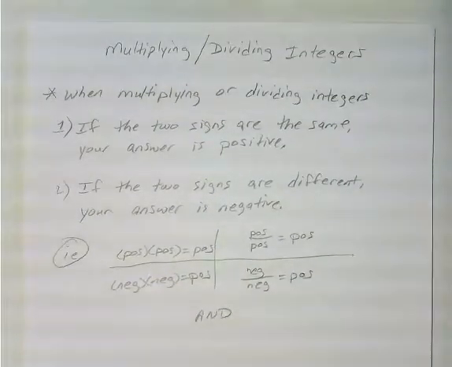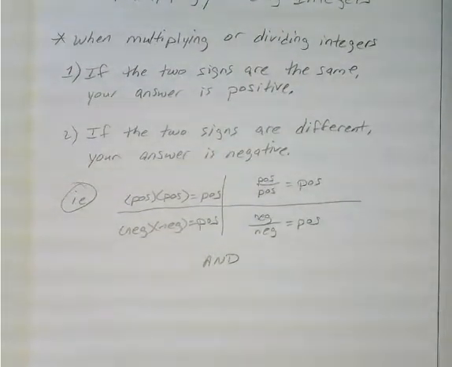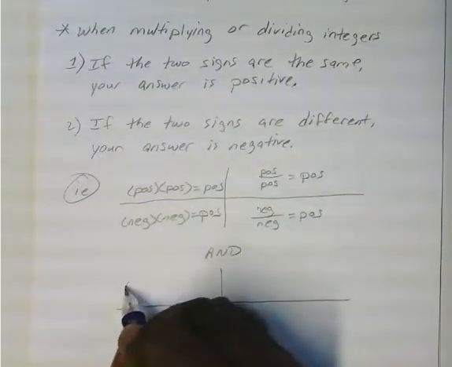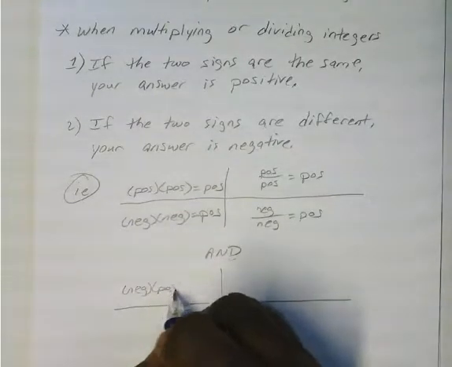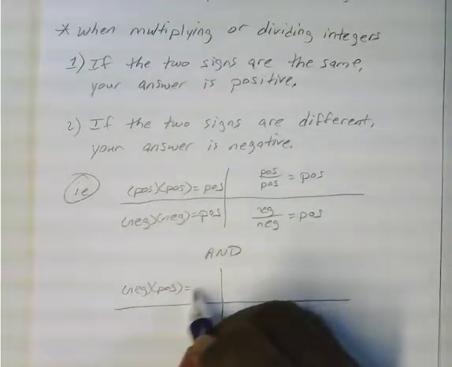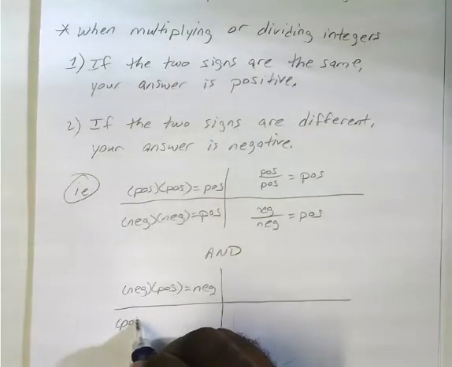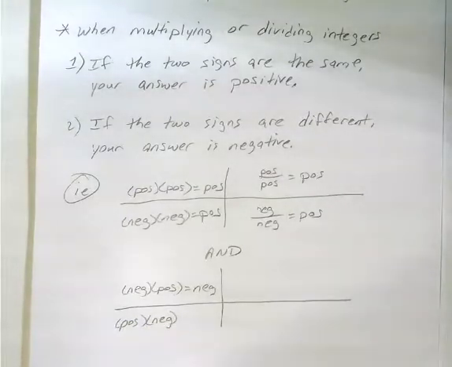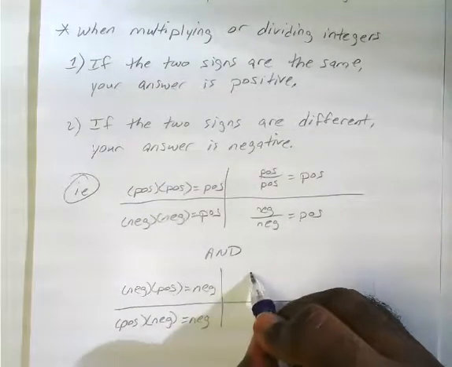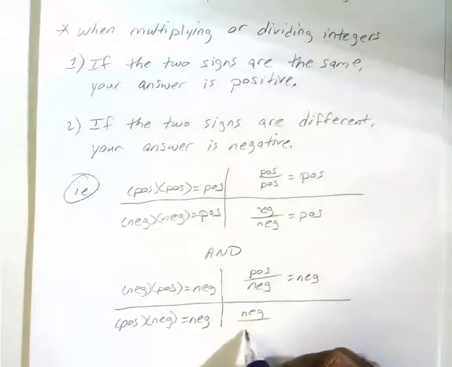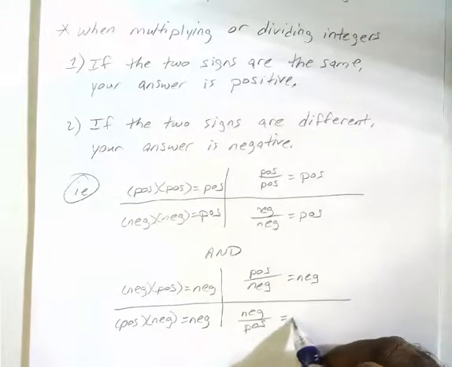Now, it also means that if your signs are different, you'll end up with negative answers. So if you have a negative number times a positive number, two different signs, your answer is going to be negative. Same thing if you flip them around. You have a positive number times a negative number, your answer is going to be negative. Same thing with division. If you have a positive number divided by a negative number, your answer is going to be negative. And if you have a negative number divided by a positive number, your answer is going to be negative.